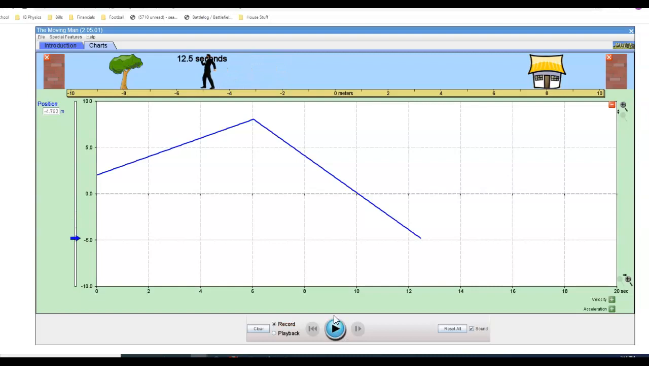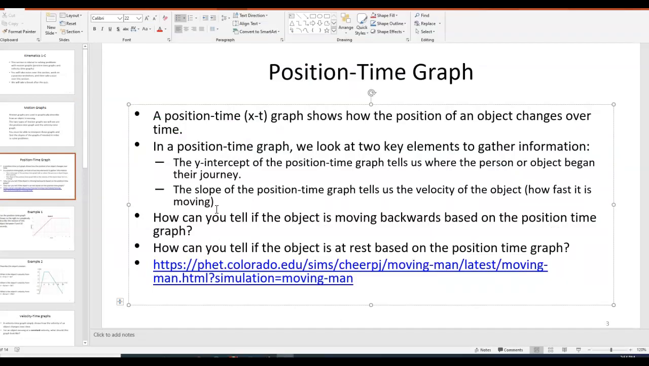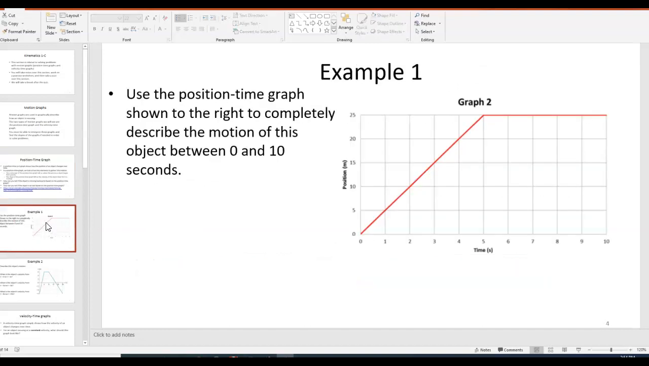Okay, so on a position time graph, the two key pieces of information are that the y-intercept represents the starting position, and the slope on a position time graph tells you the velocity, because velocity is the rate of change of position. Okay, so let's do two quick examples. Example 1. Use the position time graph shown to the right to completely describe the motion of this object between 0 and 10 seconds. So here we have a position time graph.